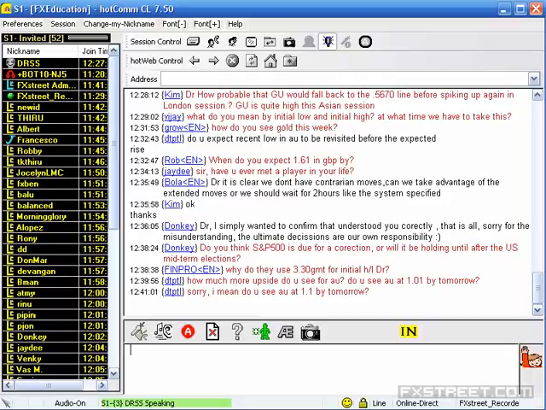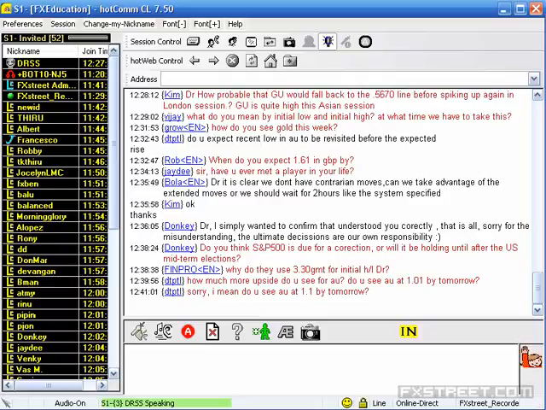Then Bola: is it clear we don't have contrarian moves? Can we take advantage of the extended moves, or should we wait for 2 hours as the system specified? You follow the system, sir, and that will work in any market condition. Then Don: I simply wanted to confirm that I understood you correctly. That's all. Sorry for the mistake.